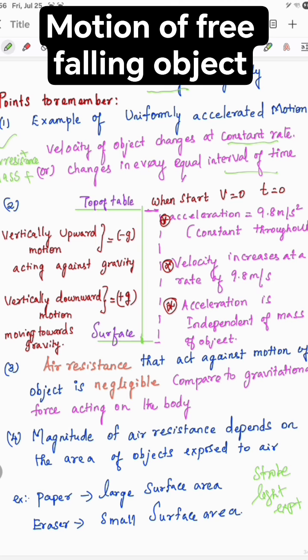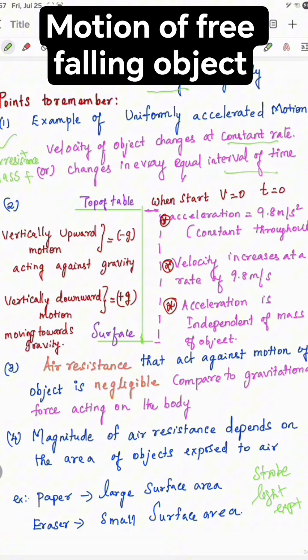The third thing you have to remember here is that the acceleration is independent of the mass of the object. And the fourth thing is that the air resistance acting against the motion is very little compared to the gravitational pull on the object, so we are neglecting it.